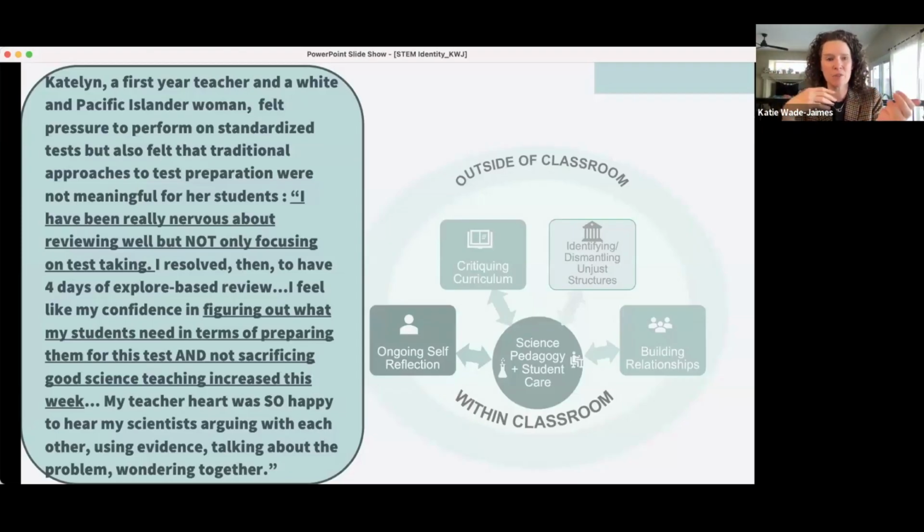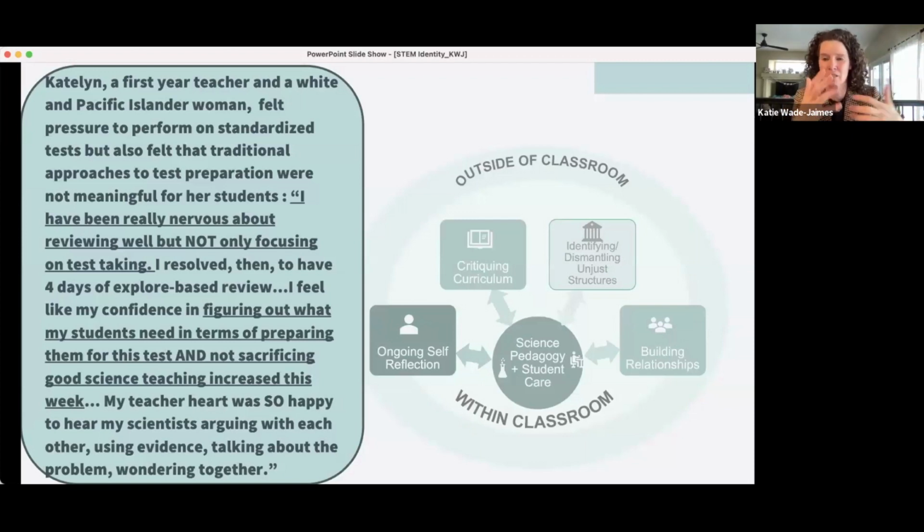But she, at the same time, felt like these traditional approaches don't feel right to me. Like, I don't want to just have students memorize a bunch of stuff. I don't want to just drill and kill. So all throughout the year, she focused on this. As they got closer to test prep, she talked about how she'd been really nervous about reviewing well, but not just focusing on the test. So she resolved to have 4 days out of the week of explore-based review.